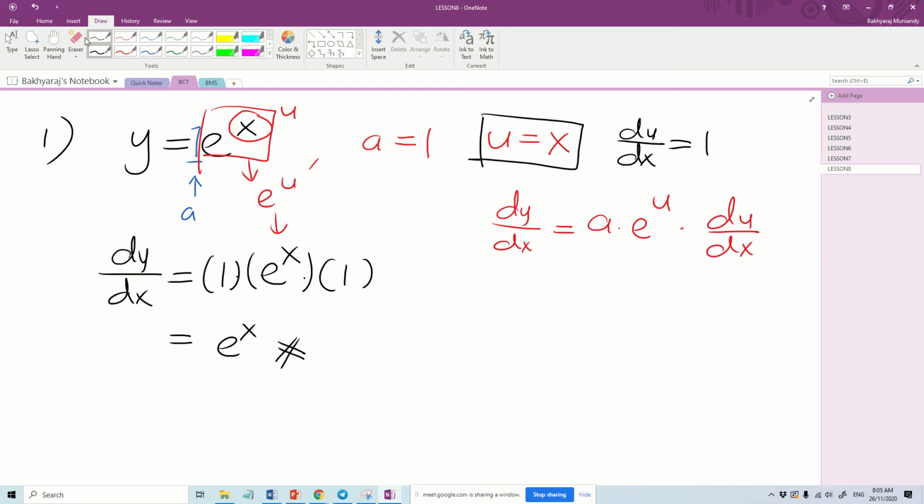Anyone, any problem so far? Is it unclear, or can't you see? Let me know. If okay, then we go to question 2. Now number 2: y equals 3 exponent 2x.